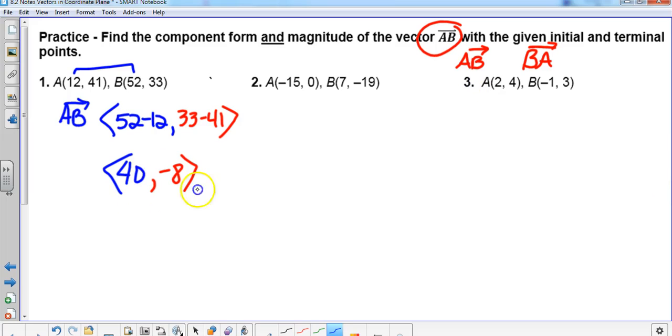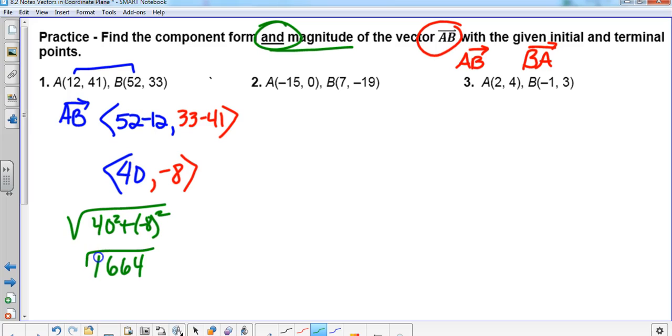All right. Then it also said to find the magnitude. So this would have a magnitude of 40 squared plus 8 squared. I think that's 1664. Anybody get a decimal for me? Okay, so approximately 40.8 is the magnitude. All right, can you guys try 2 and 3 quick?